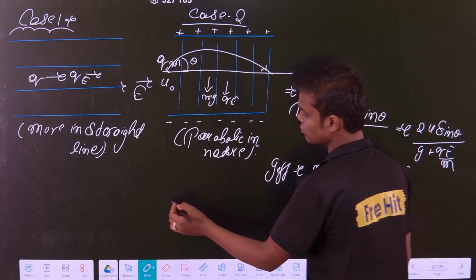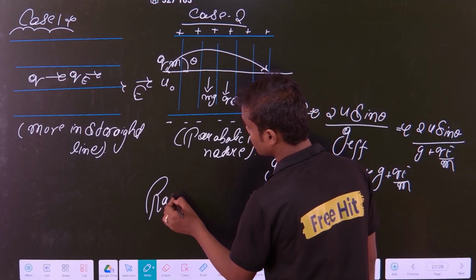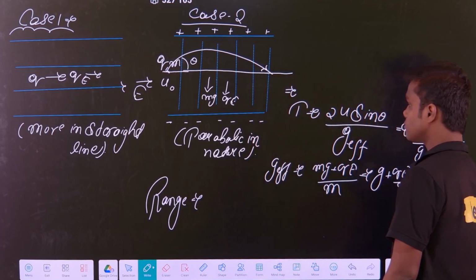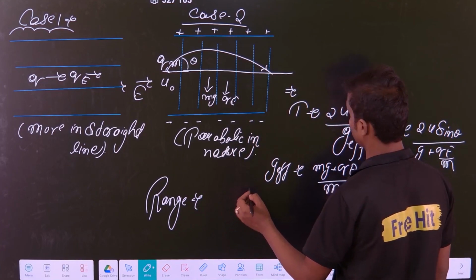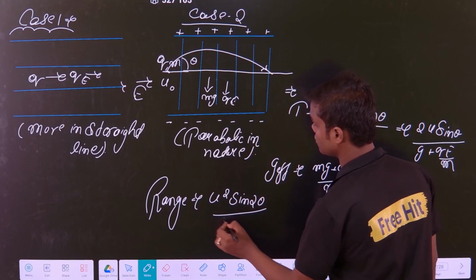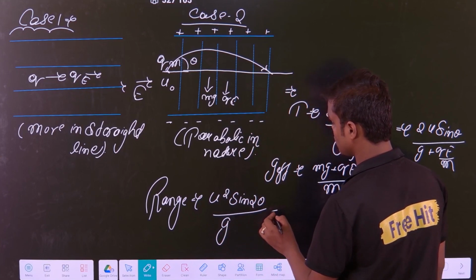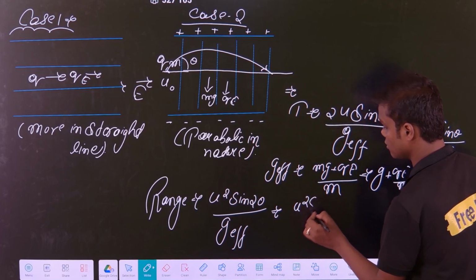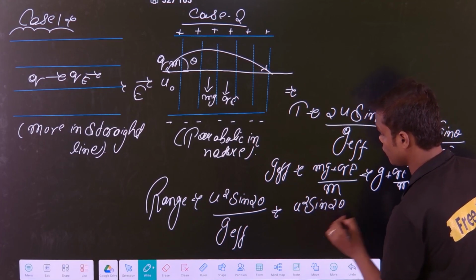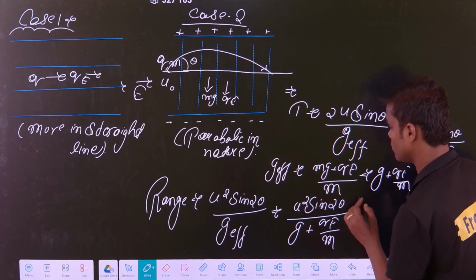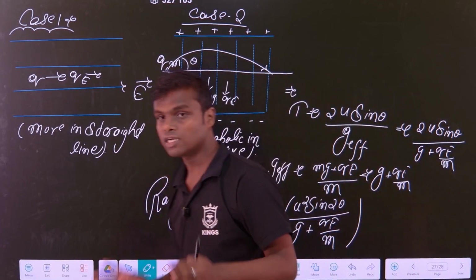Okay, if I ask you what is the range here, what is the formula for range? It is u square sine 2 theta by g. So just use g effective. So it is u square sine 2 theta by g effective, where g effective is g plus QE by m. Correct.